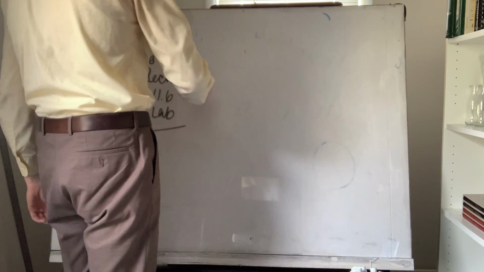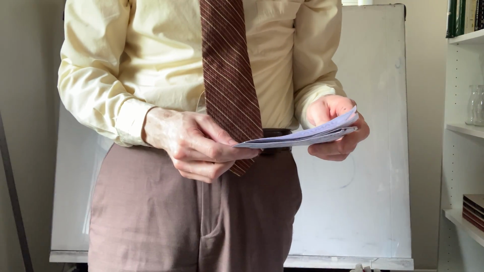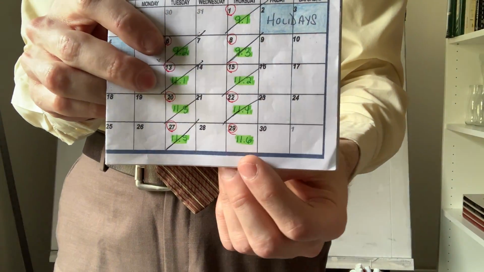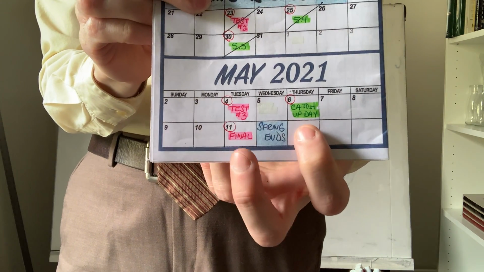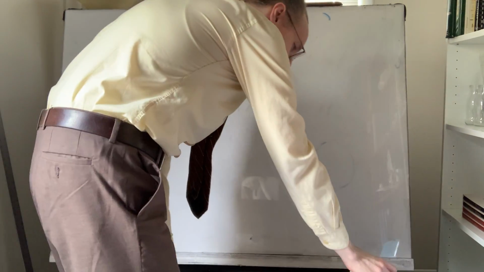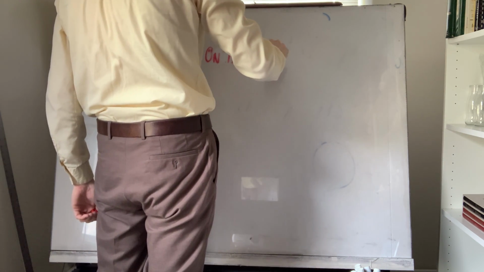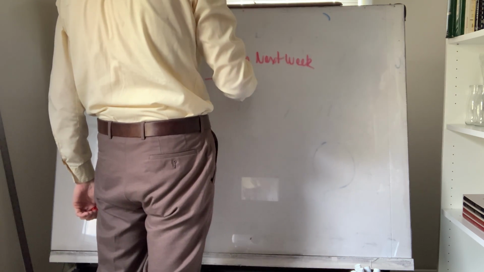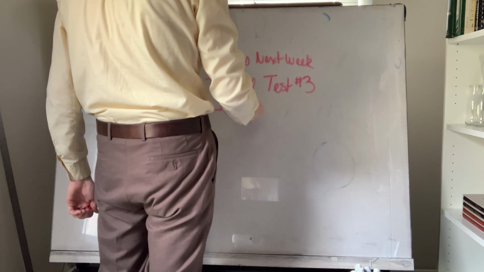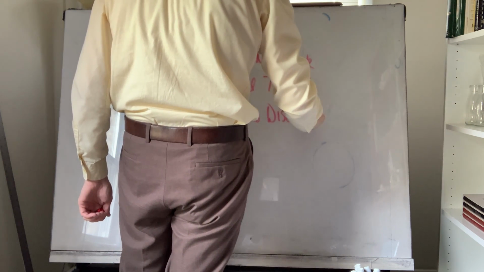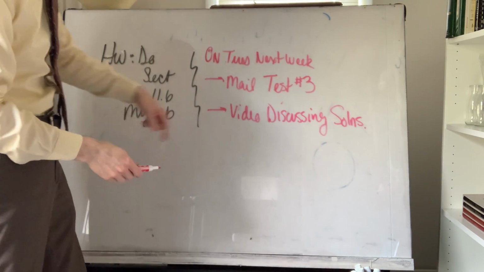All right. Let's look at the calendar really quickly to consider what is happening next week. We are here on Thursday. Next week is May, and you'll have test number 3 on Tuesday, right? And then there's a catch-up day on Tuesday next week. I'm going to email you test number 3, and then I'll shoot a video discussing the solutions. You don't have to give me anything. I'm giving it to you again as a freebie, as the other two.